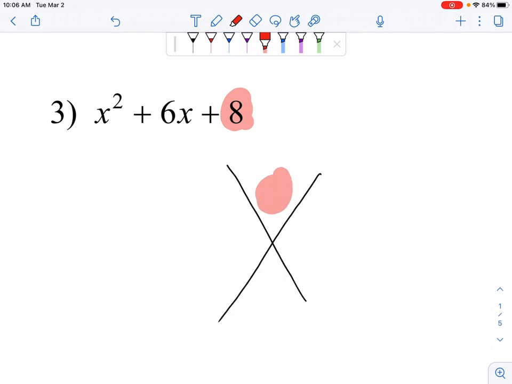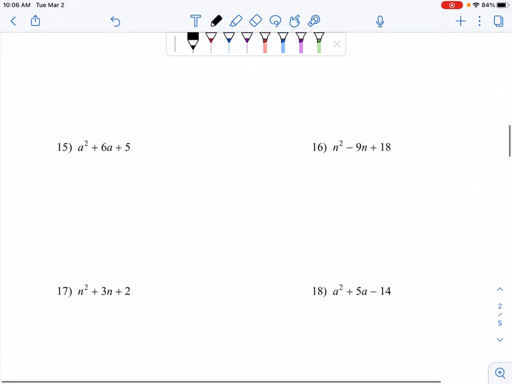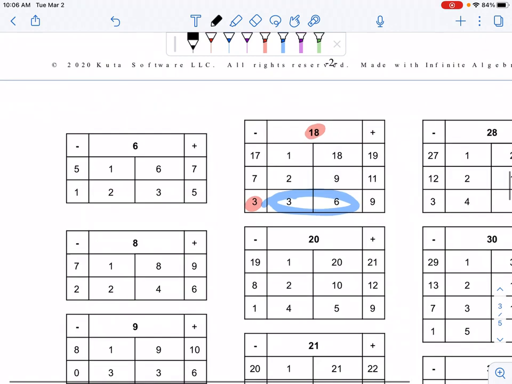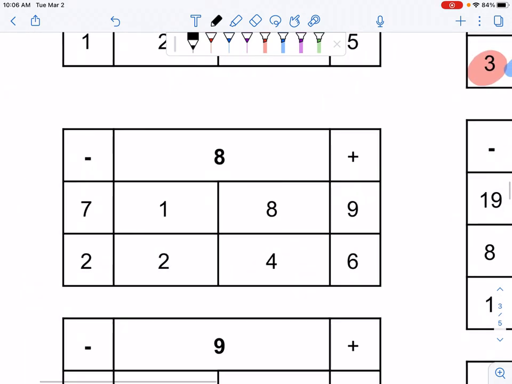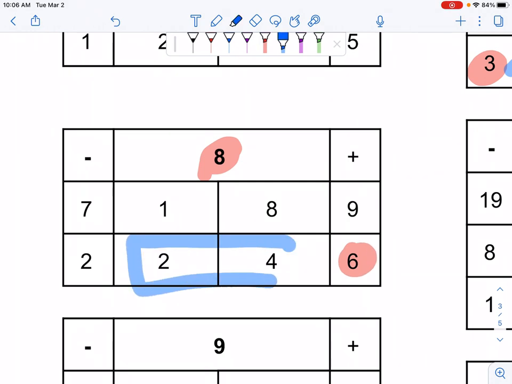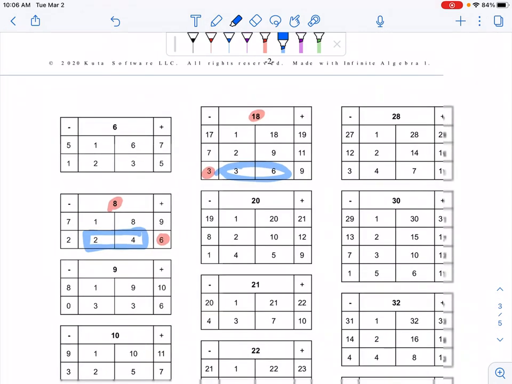Here's an 8 up top, a 6 on the bottom. 8 and 6. When I'm thinking of my factors of 8, here's 8, and here's 6. So it is 2 and 4. 2 and 4 are going to add together to make 6.